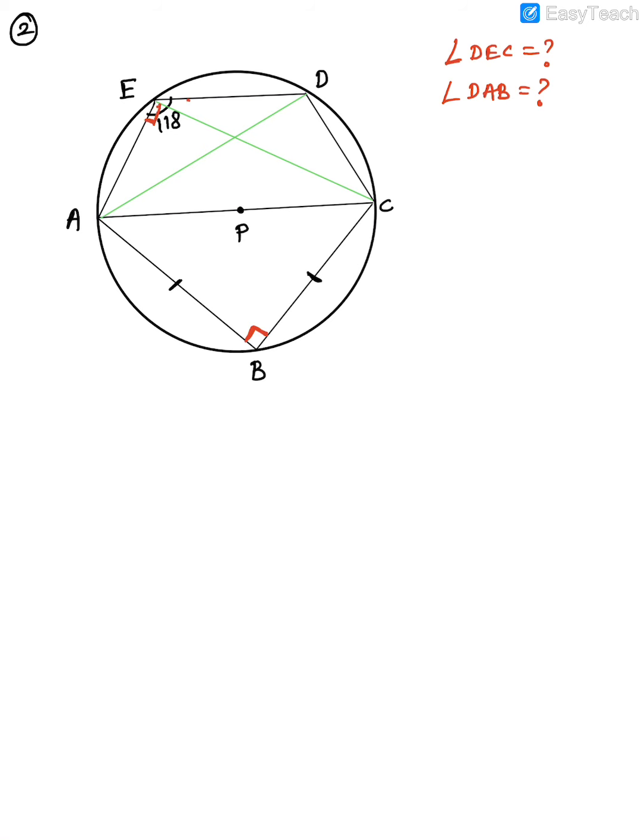You can find out this remaining angle now, right? How much will be DEC? It will be 118 minus 90, so that is 28. So this angle is equal to 28 degree.